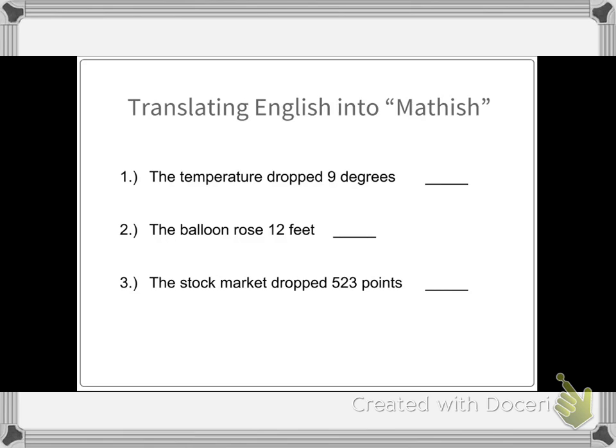Now that we know the vocabulary, we are going to look at little phrases and we're going to decide if they are positive or negative. So let's talk about this first one that says the temperature dropped 9 degrees. Well, that dropped lets us know that it's going down or it's descending. So that's going to be negative. And then our integer is right here, 9 degrees. So this would be a negative 9. This whole phrase translates into negative 9. It's a negative situation. The balloon rose. Well, we said that rose means it's going up, so that's positive. 12 feet, so it is plus 12.